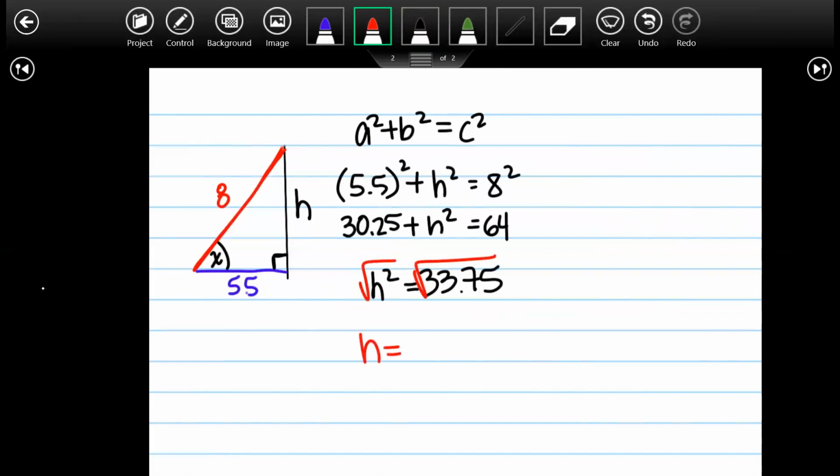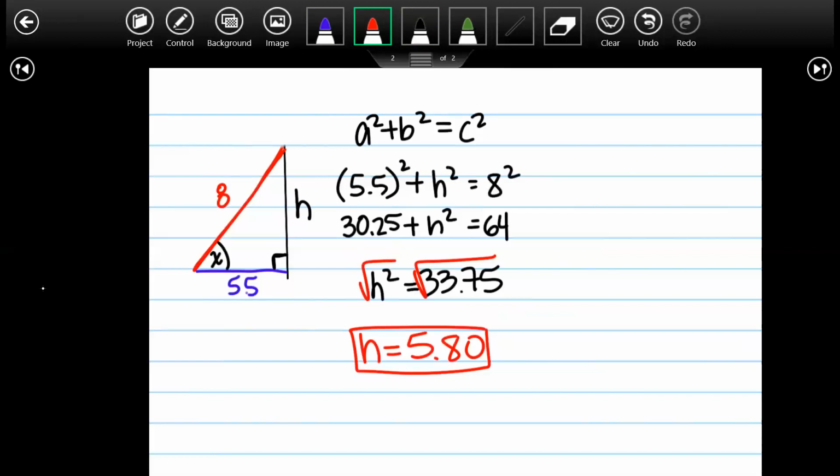h is equal to the square root of 33.75. That's where I got my answer, 5.8. Which makes sense. If the ladder is up against the wall with no degrees, it's going to be 8 feet tall. But if we pull back the ladder a little bit, the height is going to fall a little bit, so it should be less than 8. Should kind of make sense.